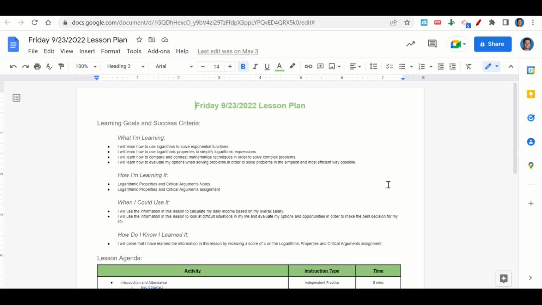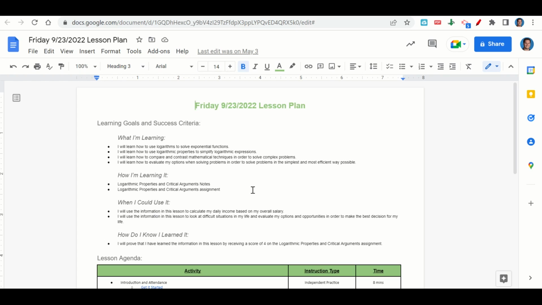Welcome everyone. Let's begin our lesson for today by going over our learning goals and success criteria. First, what are we learning? We're learning how to use logarithms to solve exponential functions, to use logarithmic properties to simplify logarithmic expressions, to compare and contrast mathematical techniques in order to solve complex problems, and to evaluate your options when solving problems in order to solve problems in the simplest and most efficient way possible.